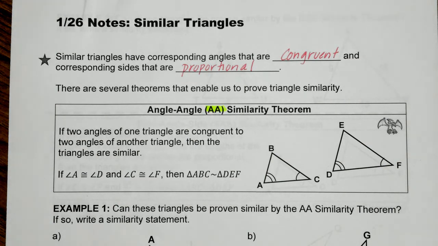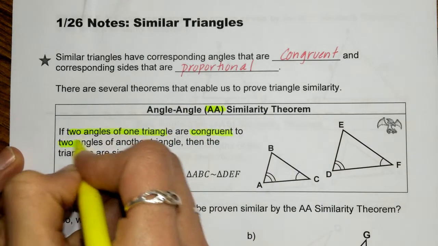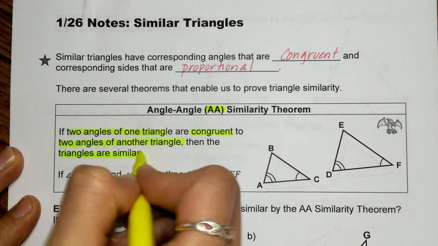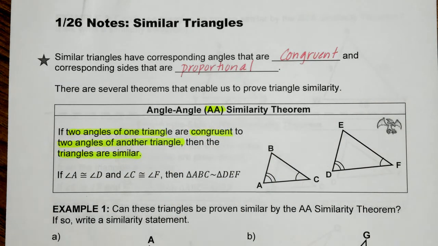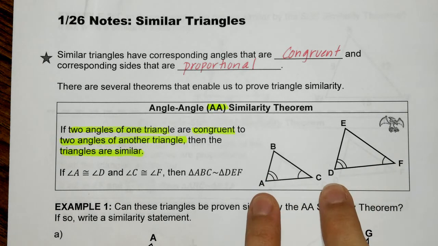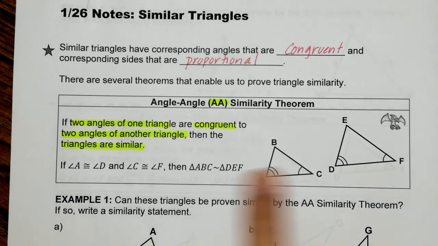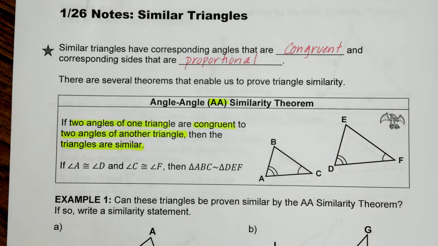This states that if two angles of one triangle are congruent to two angles of another triangle, then they are similar. Okay, we take a look here. We're told that angle C and angle F are congruent, and angle D and angle A are congruent to each other. So therefore, all we need are two angles, because that means automatically the third angle, angle B and E, have to be the same in order for them to add up to 180 degrees. So we're able to say that triangle ABC is similar to triangle DEF.